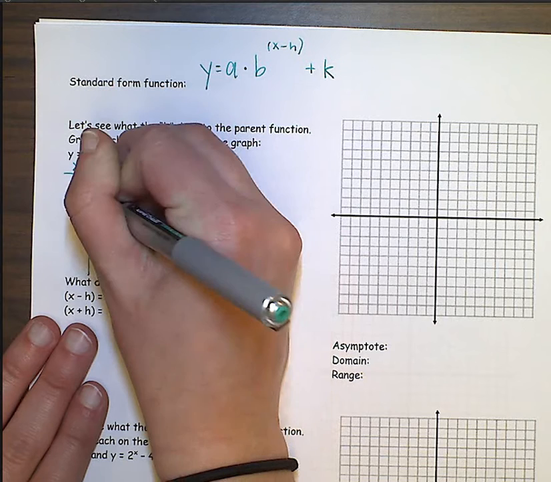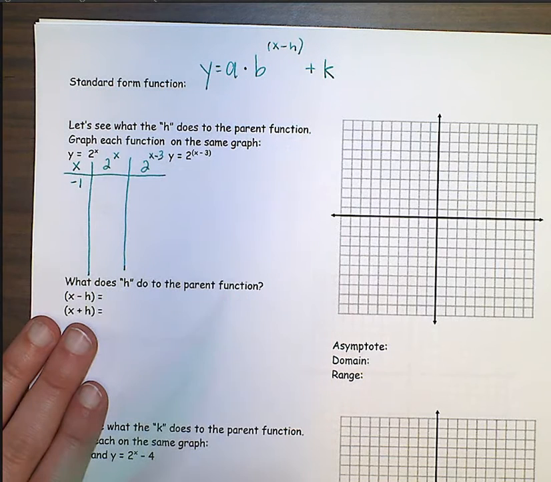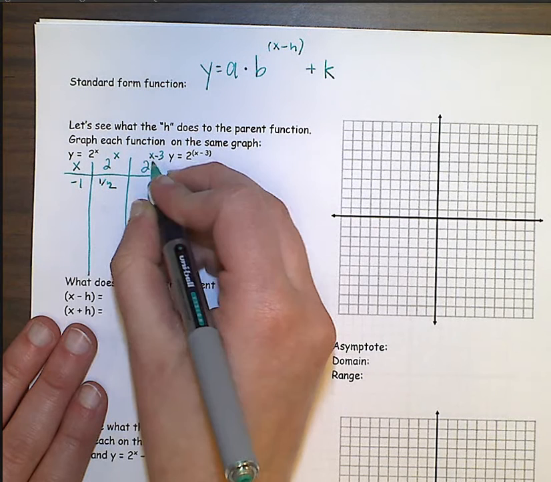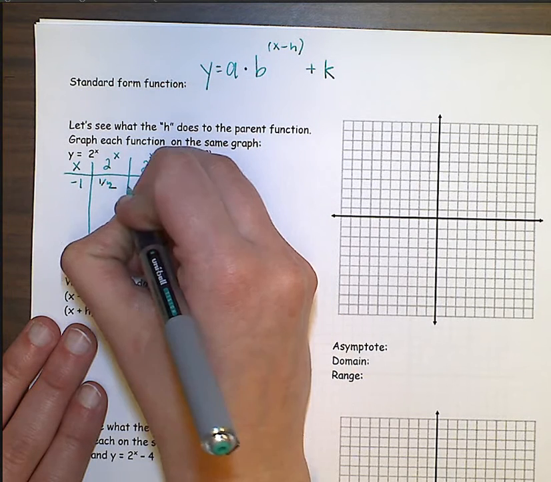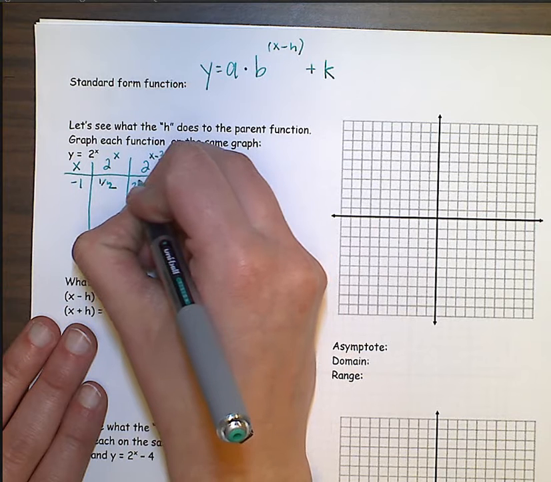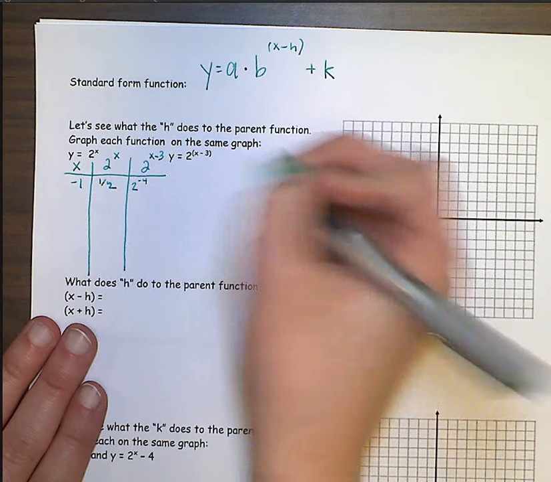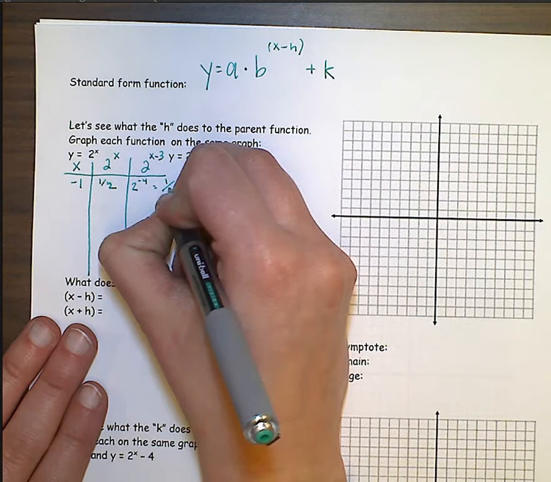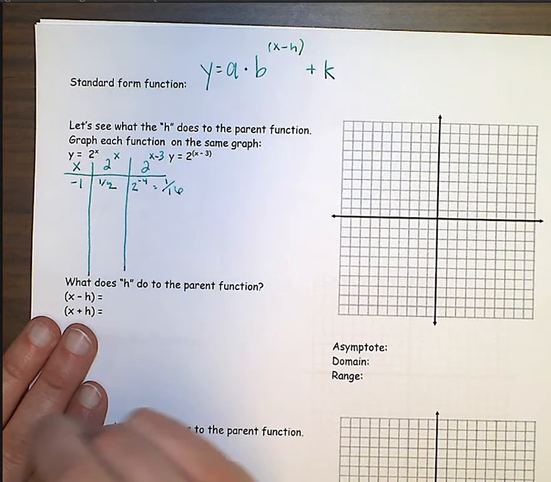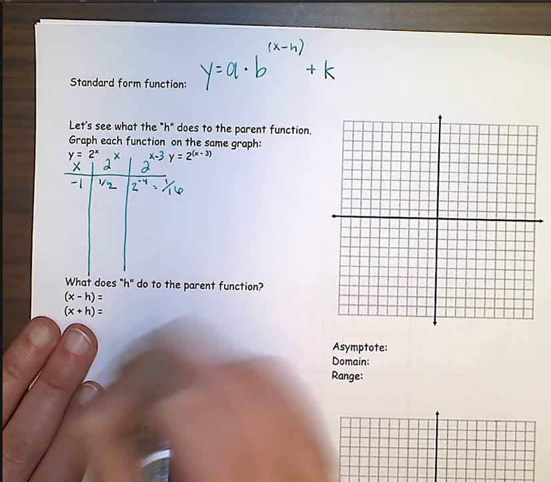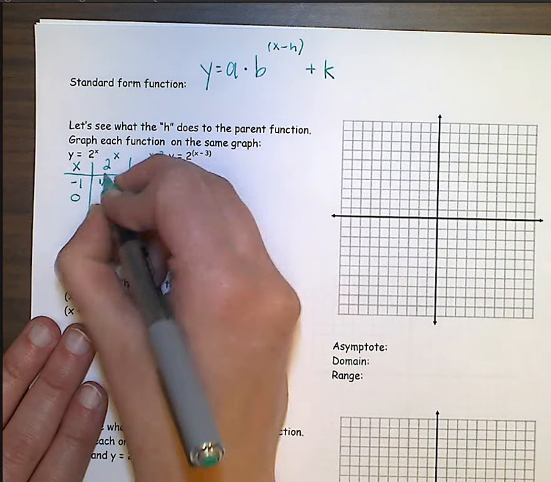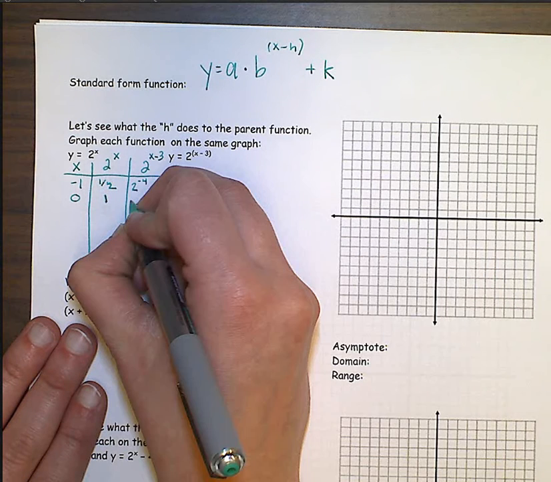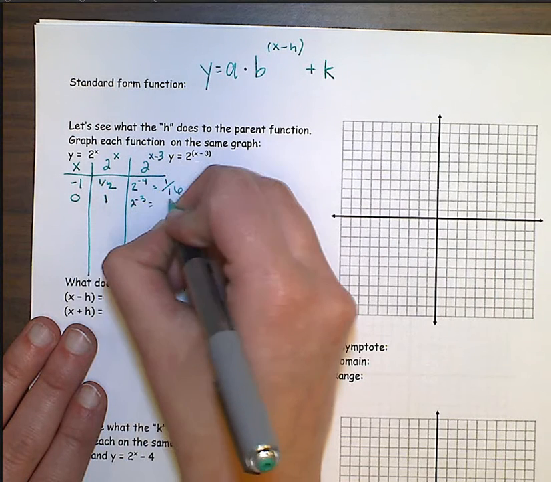Start with -1. Then I would get 1/2. And for 2 to the x minus 3, that would give me 2 to the -4, which would be 1/2 to the 4th, which is 16. Let's try plugging in 0. I get 2 to the 0 is 1. 2 to the 0 minus 3 would be 2 to the -3, which is 1/8.